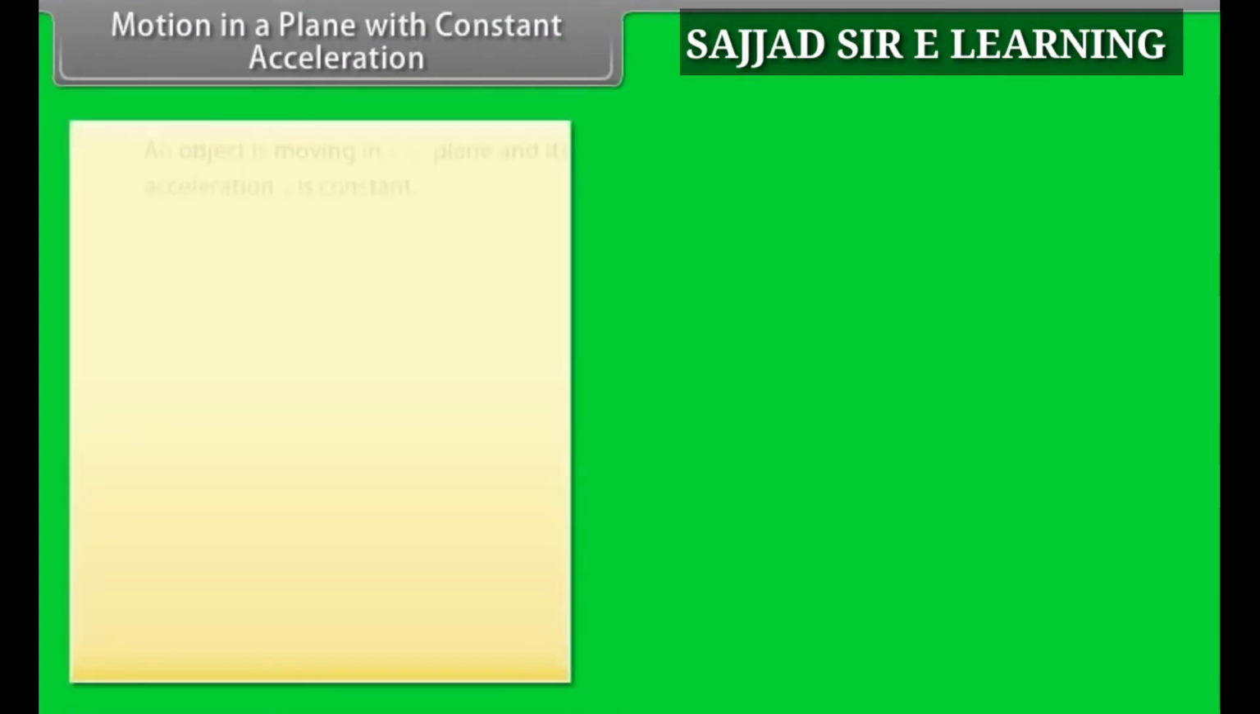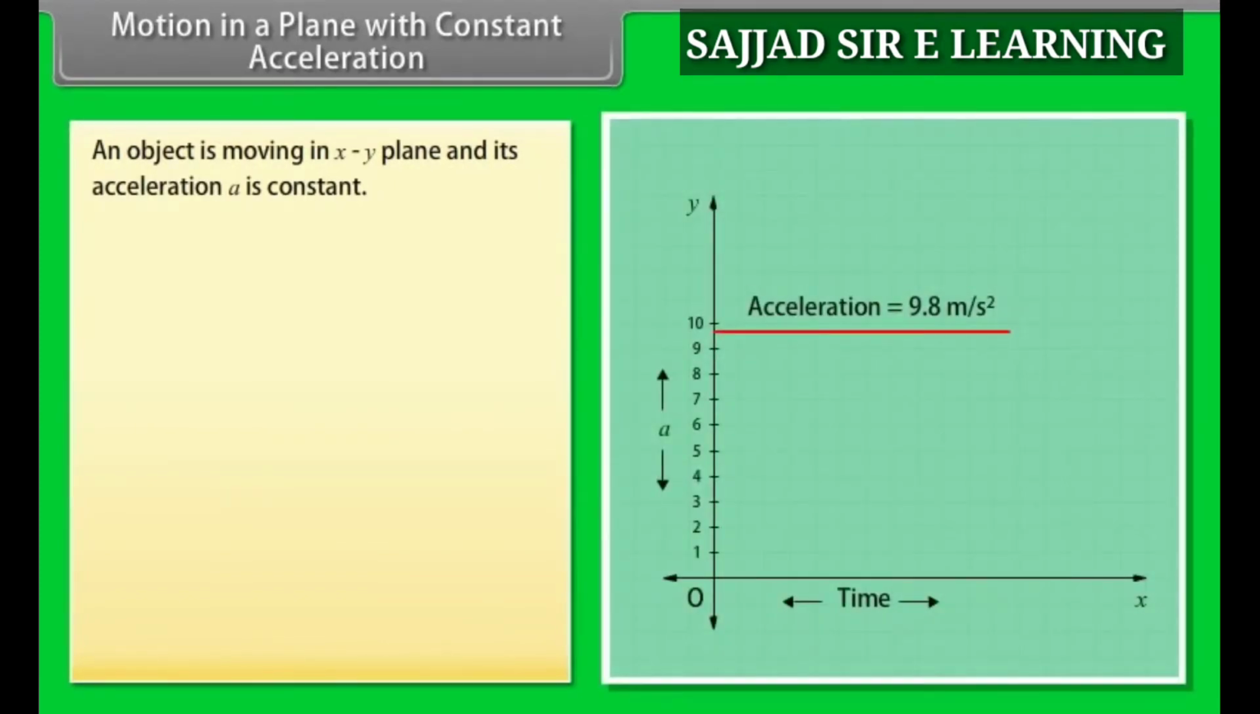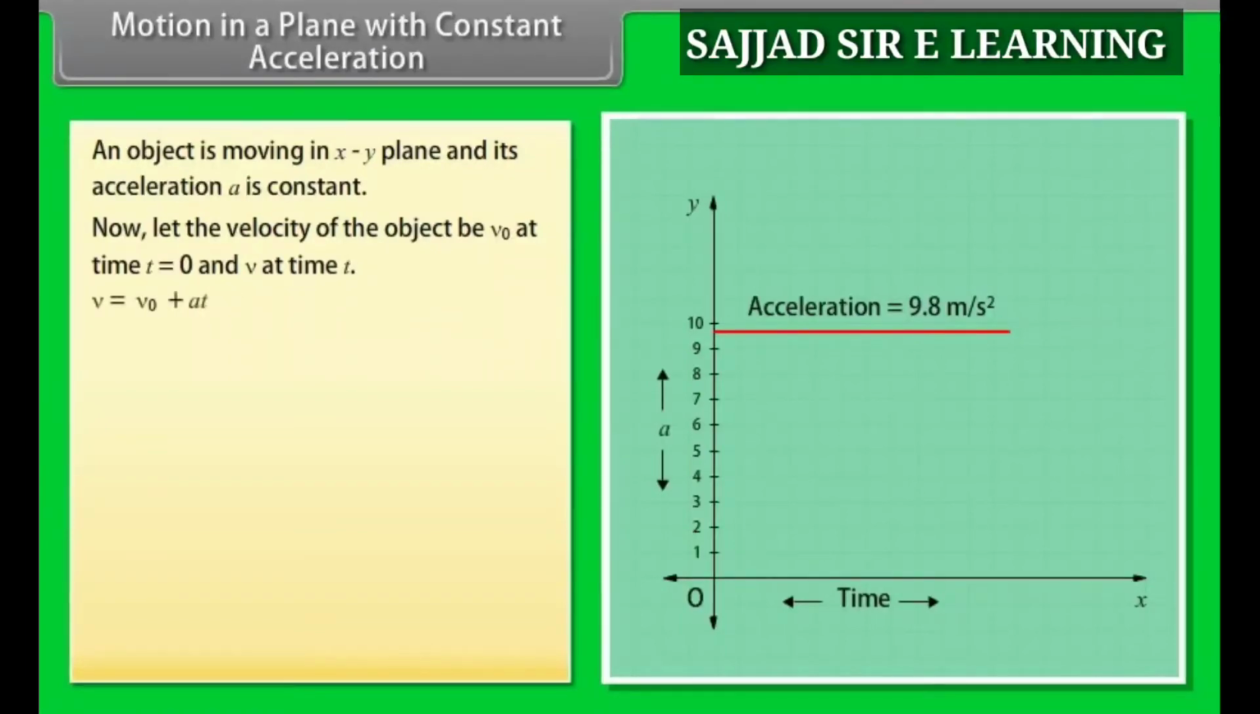Motion in a plane with constant acceleration. Let us take an example to understand. An object is moving in the xy plane and its acceleration a is constant. Now, let the velocity of the object be v naught at time t equal to 0 and v at time t. v is equal to v naught plus at.